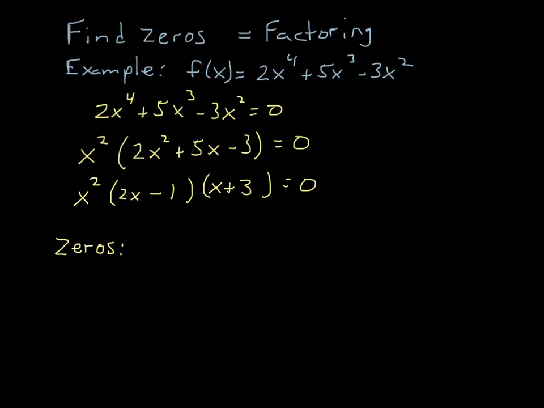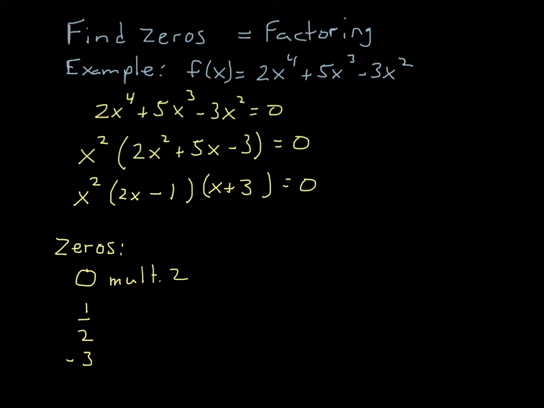So in this first one, we have x squared. Well, if I let x squared equal 0, the one zero I find out is that x equals 0 is actually one of those values. And it does have a multiplicity of 2. The other two zeros are, in this first one, if I let 2x minus 1 equals 0, and I solve that, I'm going to get 1/2. And in the third one, if I let x plus 3 equal 0 and solve it, I get -3.